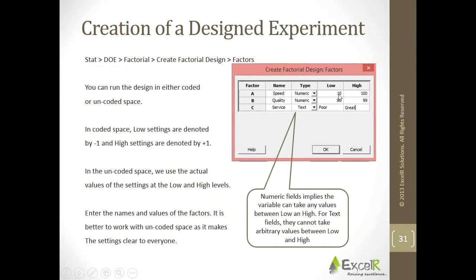For example, we have used actual values here. Speed. If you are traveling at 10 kilometers per hour, it is low. If you're traveling at 100 kilometers per hour, it is high. And on similar lines, they have given quality and service as well. Let us enter these names and values in Minitab now.